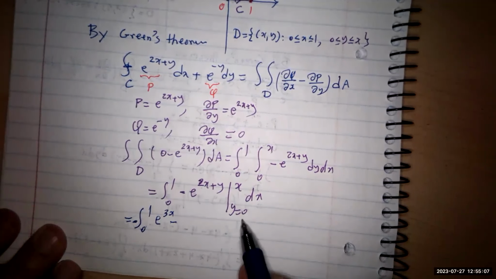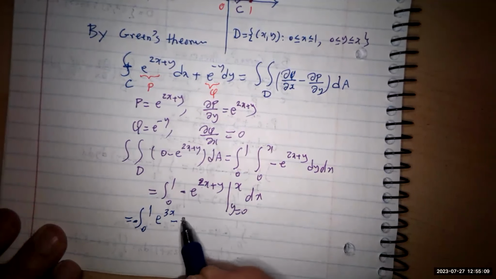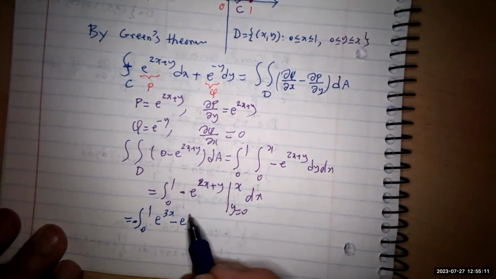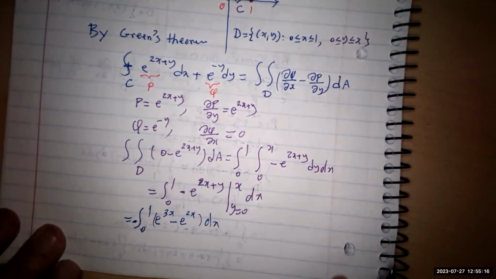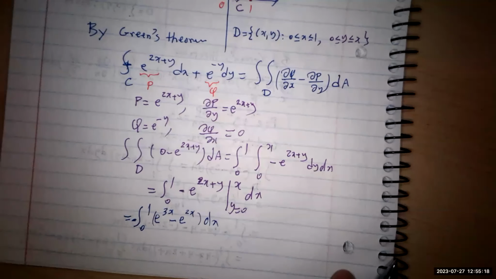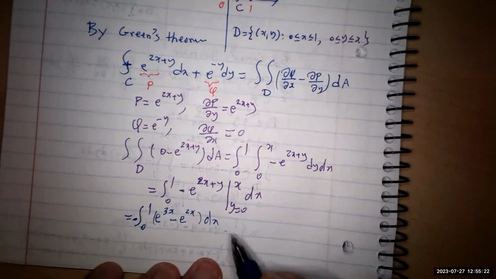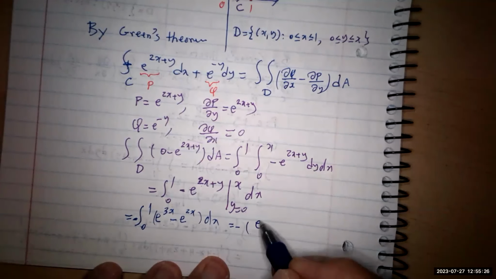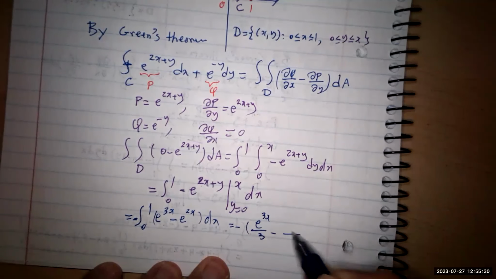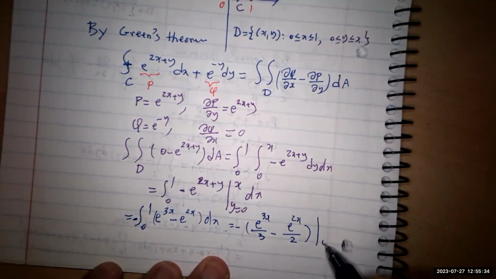Minus, if you put y equal to 0, that gives you e to the 2x dx. You see, that's right. Any question? You just integrate with respect to x, and then you're done. So it's going to be minus the integral with respect to x, where the antiderivative is e to the 3x over 3 for the first one, e to the 2x over 2 for the second one, going from 0 to 1.